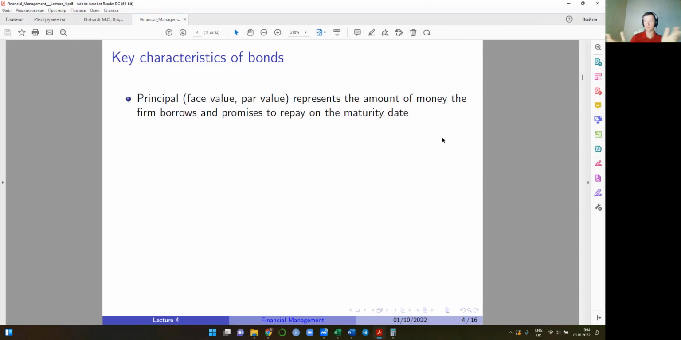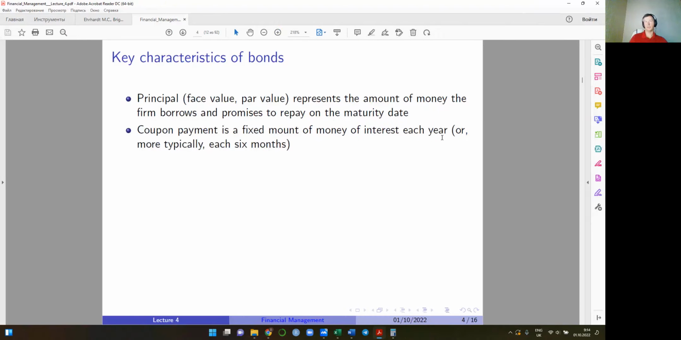Coupon payment is the amount of interest paid each year, or sometimes, more typically, every 6 months or 3 months, depending on the characteristics of this bond. So this is an interest. This is your additional profit that you receive for providing this principal to the borrower, similar to the bank interest.